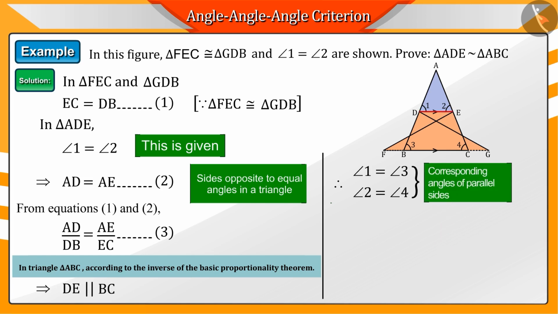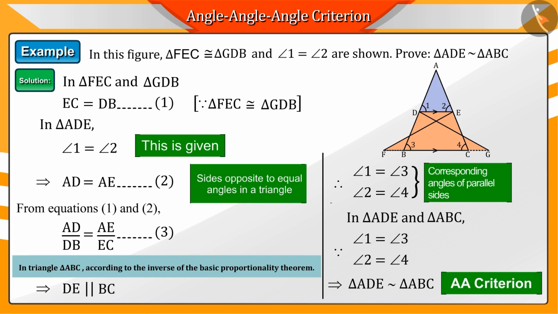As we know that the angles corresponding to the parallel sides are equal, because of which in triangles ADE and ABC, angle 1 and angle 3 and angle 2 and angle 4 are equal. Hence, by the AA criteria, triangles ADE and ABC become similar. This is what we had to prove.